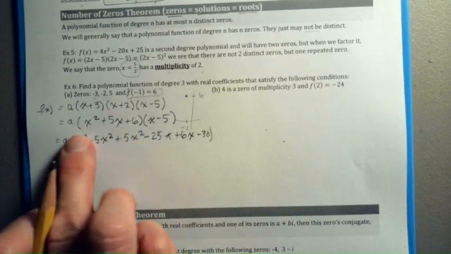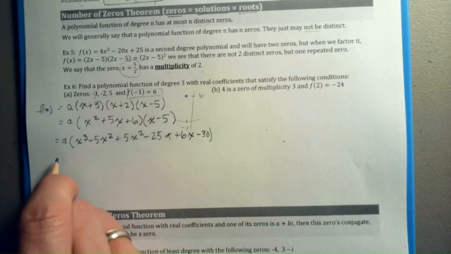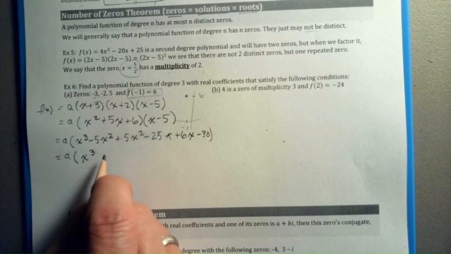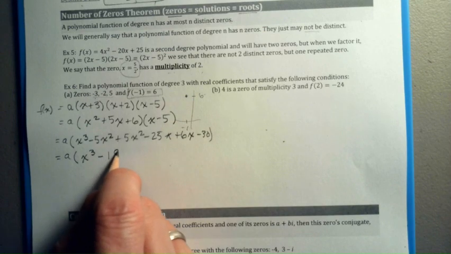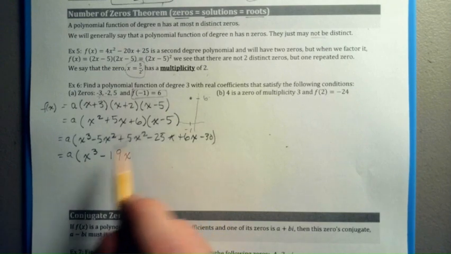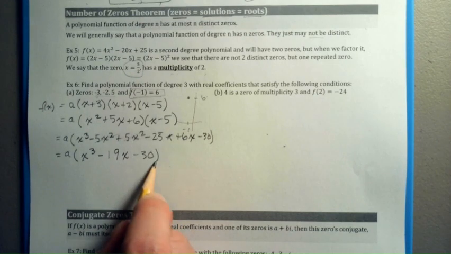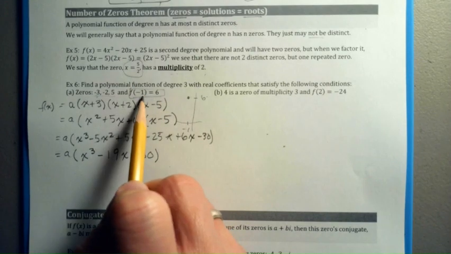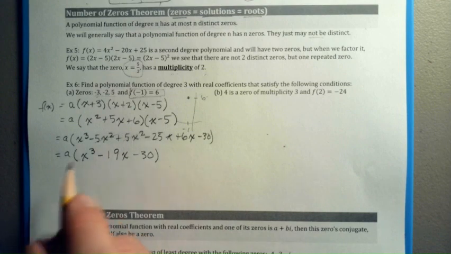Okay, and if we FOILed all that, you can pause this video and try all that on your own and see if you get this. But we would simplify that. x cubed minus 19x. The 5x squareds, negative 5x squared and 5x squared, are opposites, so they'll cancel, and then minus 30. Now we know when we put a negative 1 in for x, this whole thing should be equal to 6. So let's think about what that would be.